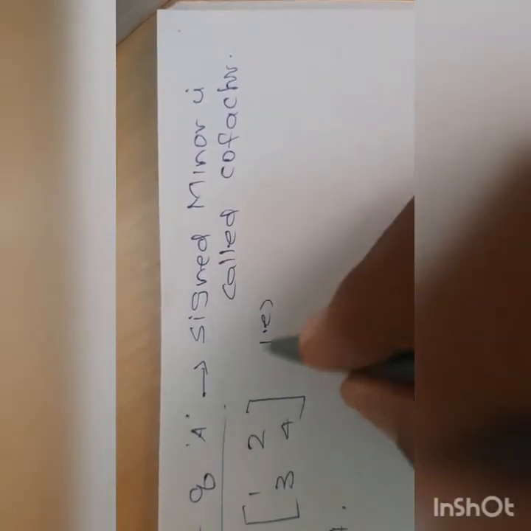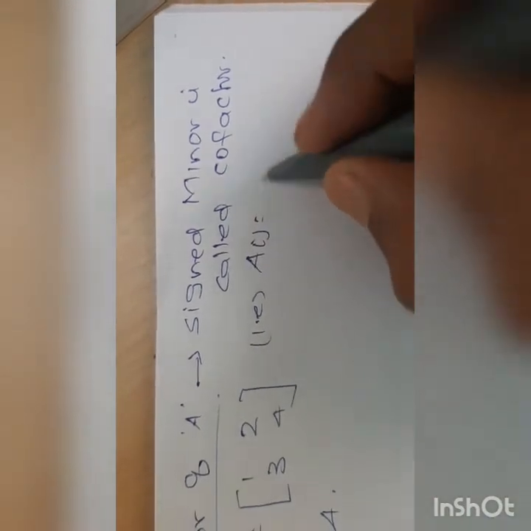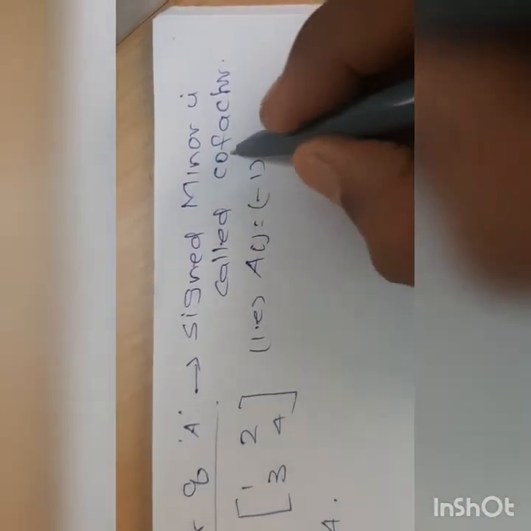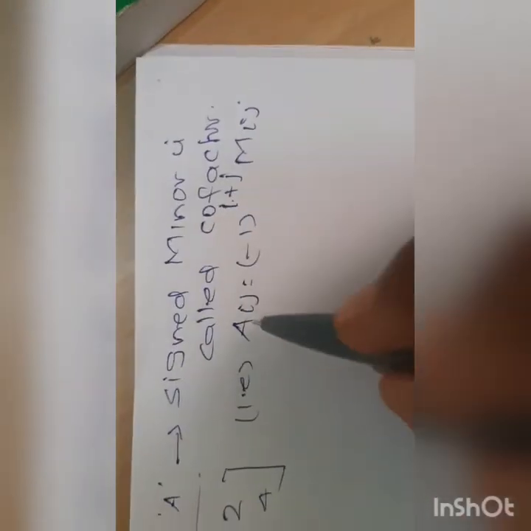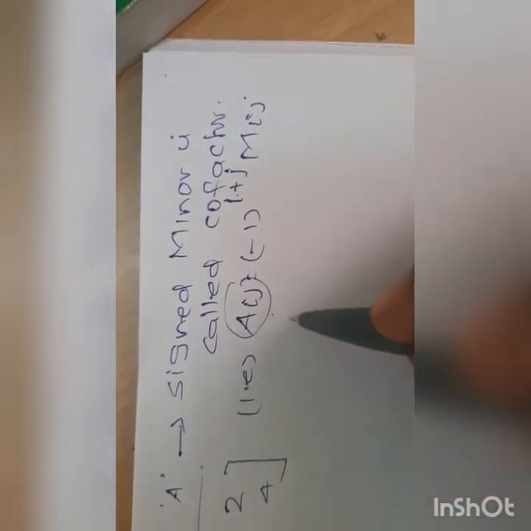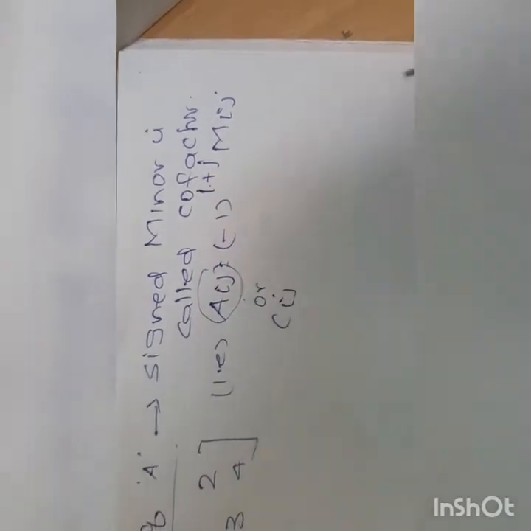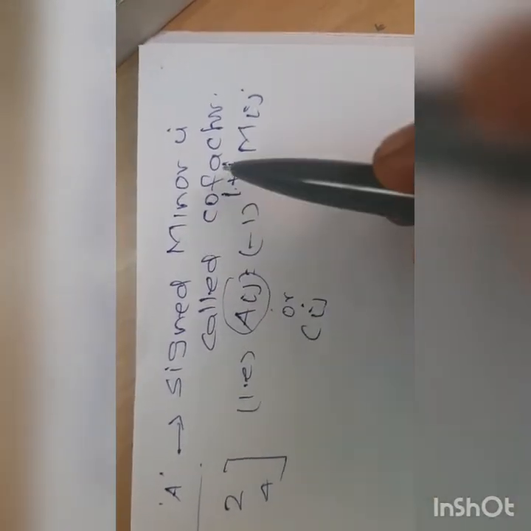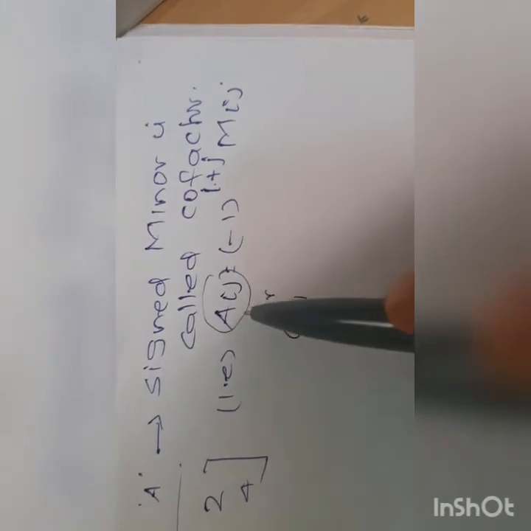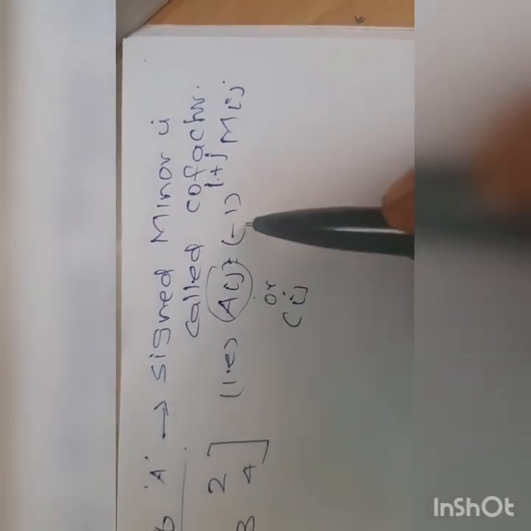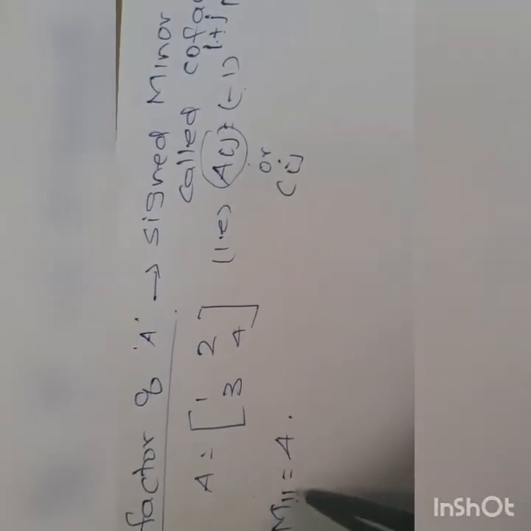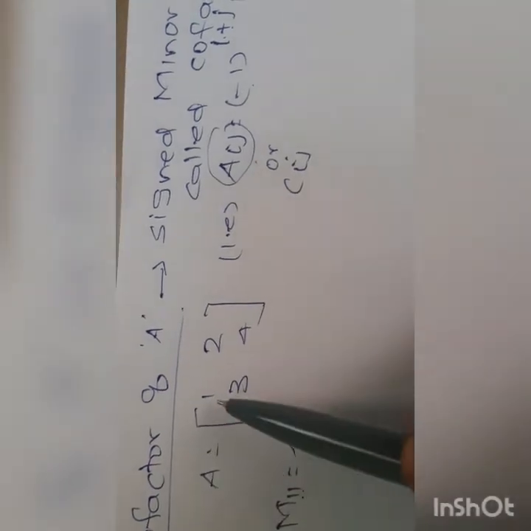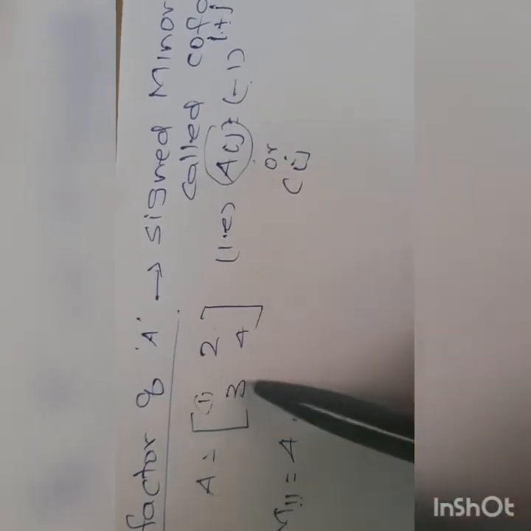That is, Aij is nothing but (-1)^(i+j) into Mij. We can denote the cofactor as Aij or Cij. So the signed minor is called the cofactor, defined as Aij equal to (-1)^(i+j) into Mij. Suppose we take this example. The minor of 1 1 is 4. How do we find the minor? Deleting that particular row and column, we get 4.